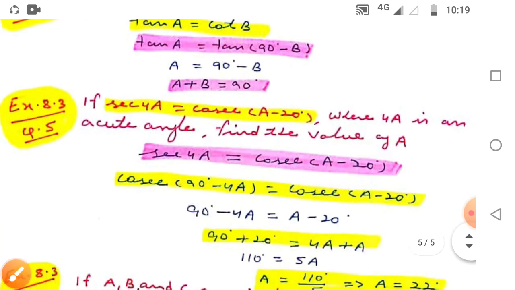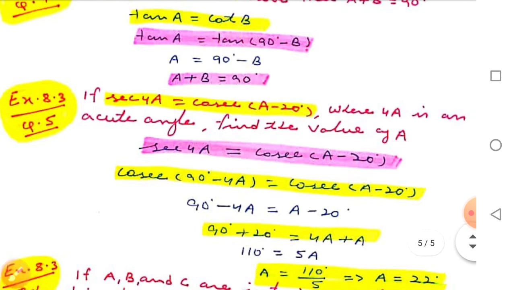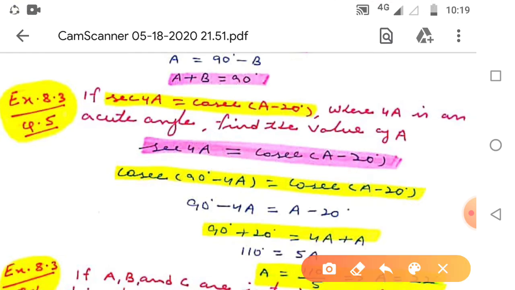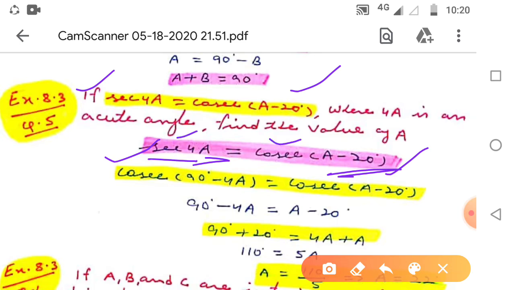Now come to question number 5 of exercise 8.3. If sec 4a is equal to cosec(a minus 20), where 4a is an acute angle, find the value of a. So here sec 4a is equal to cosec(a minus 20), right? So to compare the angles on both sides, there should be the same trigonometric ratio, but here is sec, here is cosec.